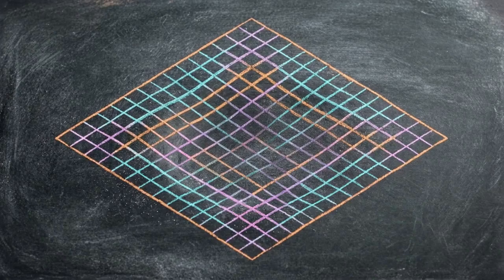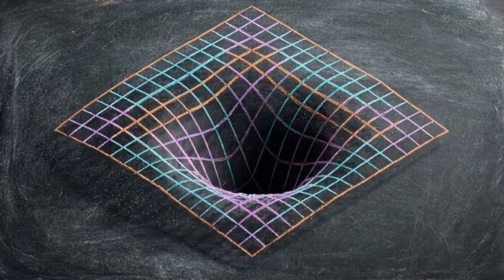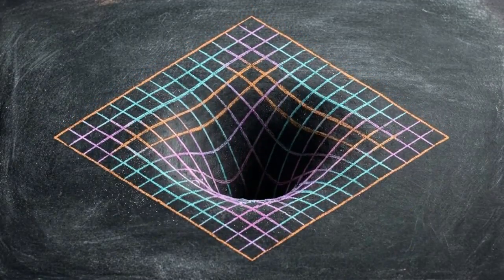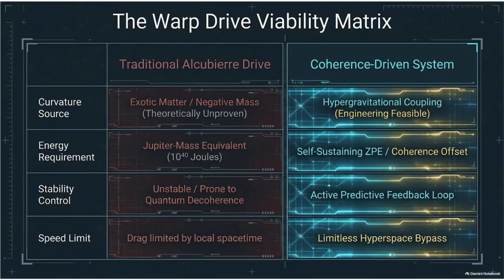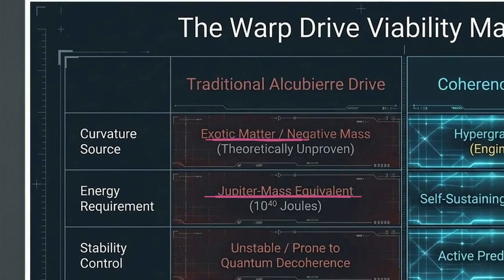The Alcubierre metric proved that faster-than-light travel is mathematically possible, but as an engineering reality, the model is broken. This matrix compares the traditional Alcubierre drive against a coherence-driven system. The classical model has two theoretical roadblocks: exotic negative mass and energy equivalent to Jupiter.